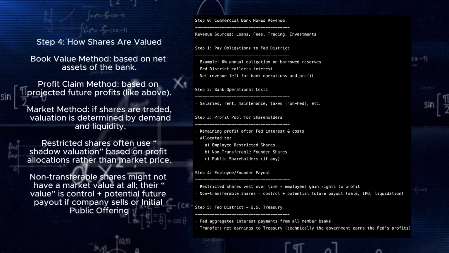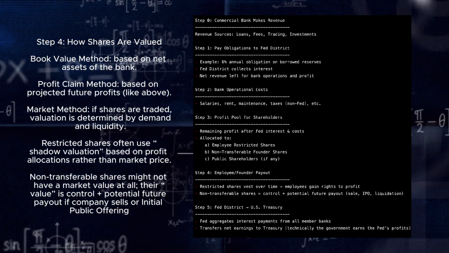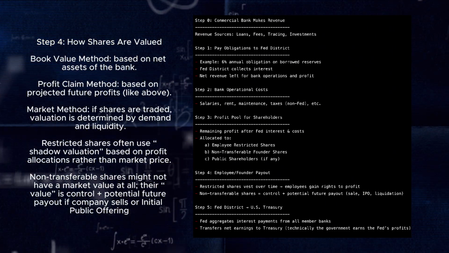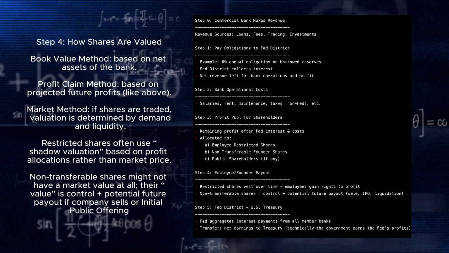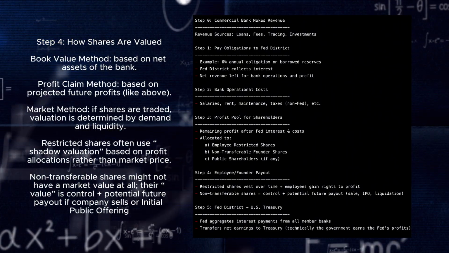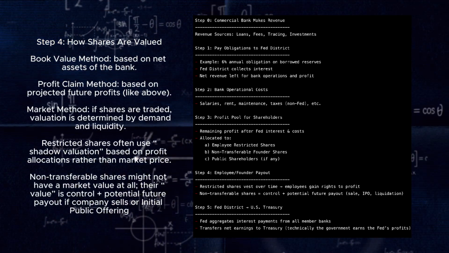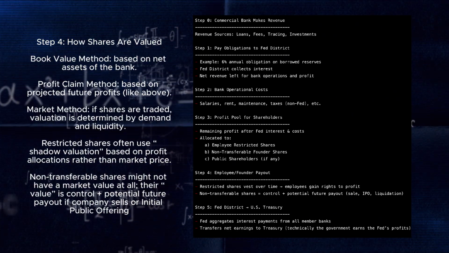Restricted shares often use shadow valuation based on profit allocations rather than market price. Non-transferable shares might not have a market value at all. Their value is control plus potential future payout if the company sells or has an initial public offering.